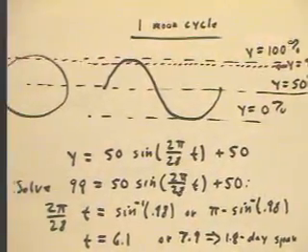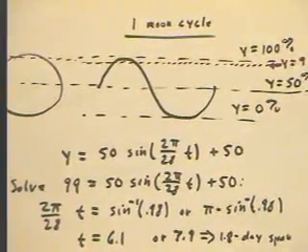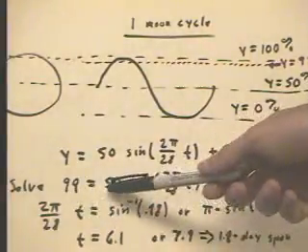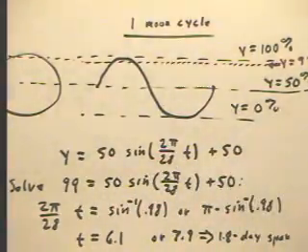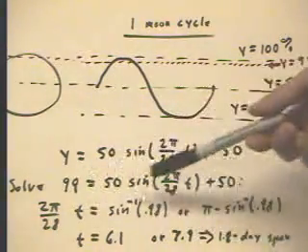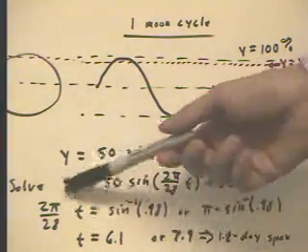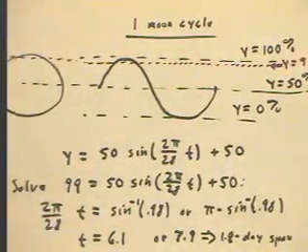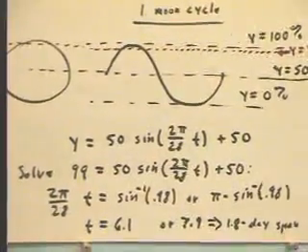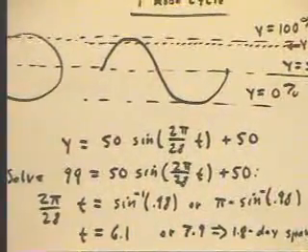We see then that what we have to do is solve the equation 99 equals 50 times the sine of 2 pi over 28t plus 50. That will tell us when the moon is 99% full, the two instants at which it is 99% full, and from those two instants we'll be able to easily infer how long the moon stays full. So let's see what we get.